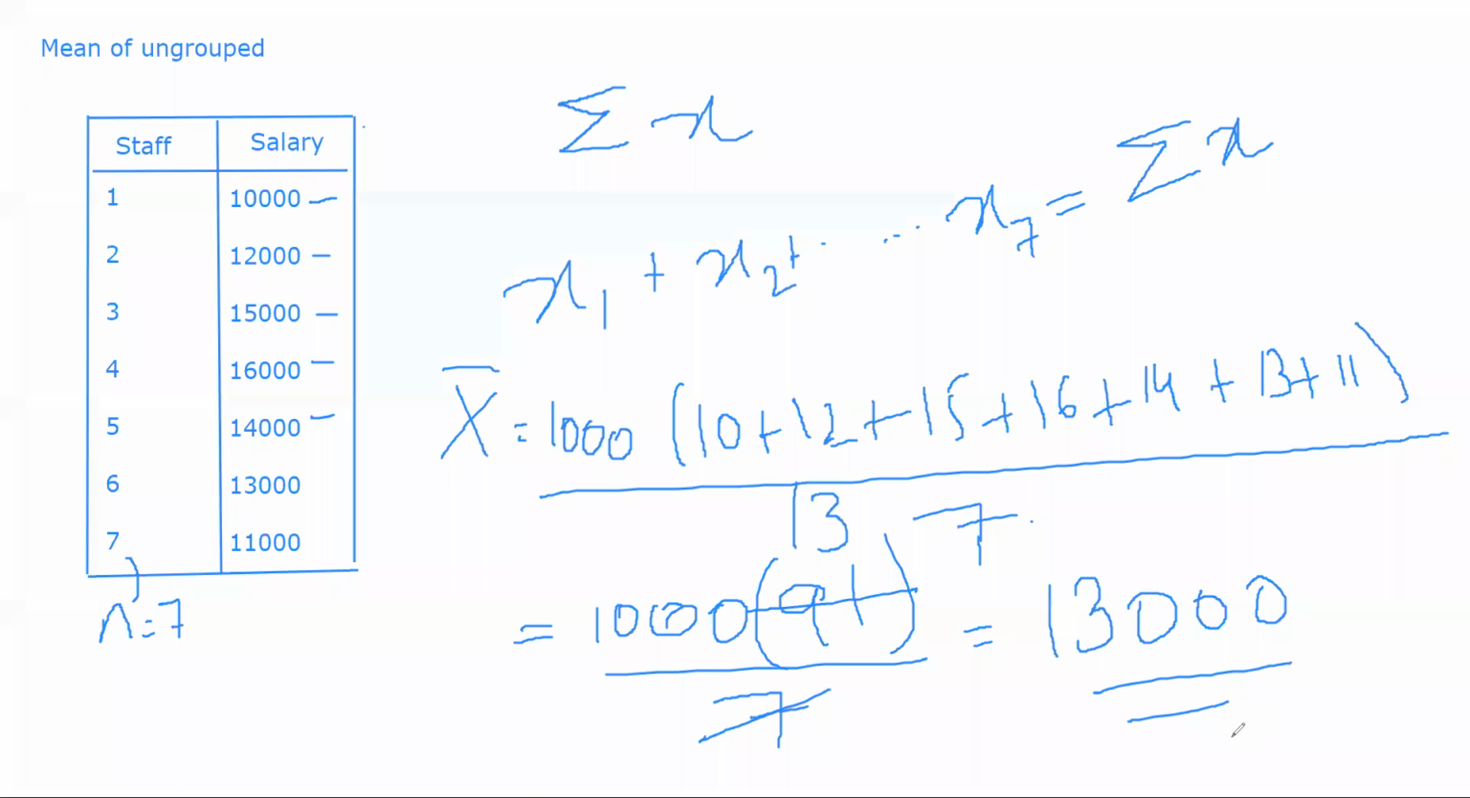You do a little bit of practice, it will not be that hard a calculation. Okay, this is just basic simple maths. 13,000 will be the mean salary, or 13,000 is the average salary of the employees that are working here. This is how you find the mean by the direct method. Did you understand how it happened? We are basically taking the direct method for ungrouped data.